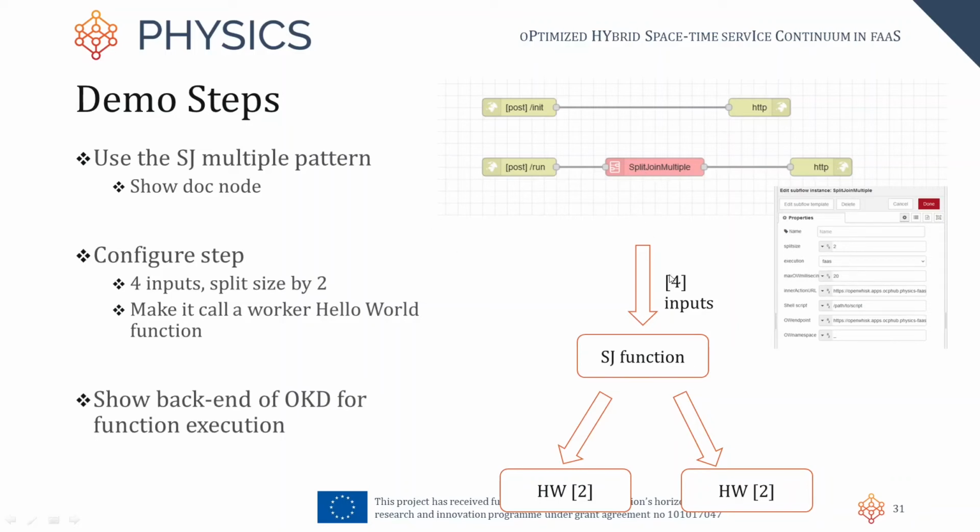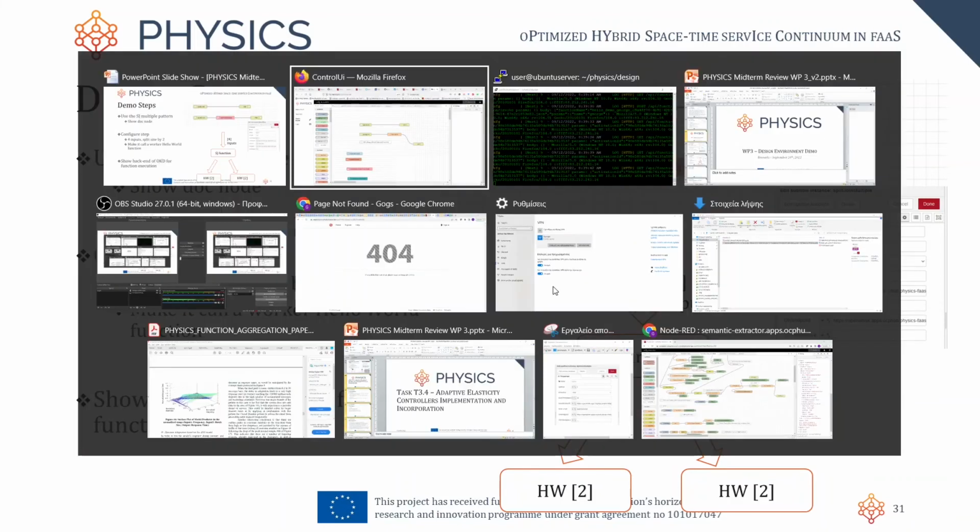And what this does is that you can set a split size. In our case, we will be using 2, which means that we will be splitting the execution of these 4 inputs, these hello world inputs, to be done across 2 functions, 2 hello world functions. Each of these hello world functions will undertake 2 out of 4 initial executions. At the same time, we will show the backend of the OpenShift cluster in order to show the function execution. So let's proceed with the flows.